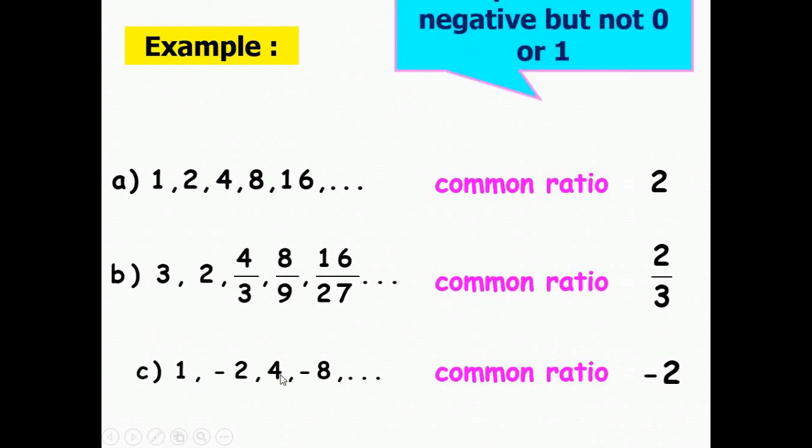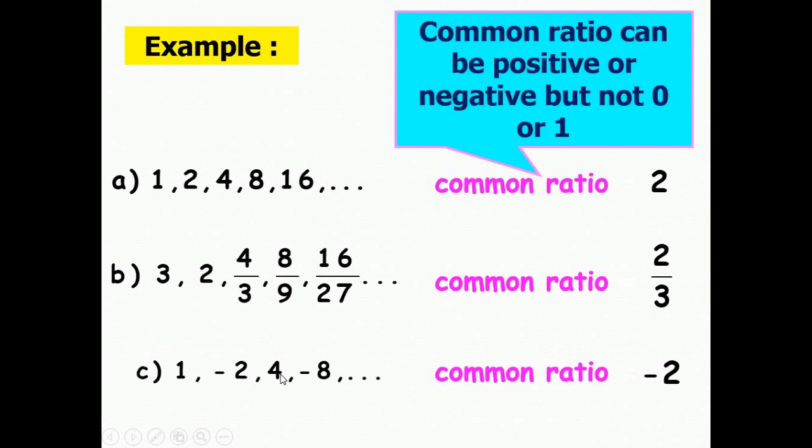Note here, the common ratio can be a positive number, it can be a fraction, and it can be a negative number, but it cannot be 0 or 1.